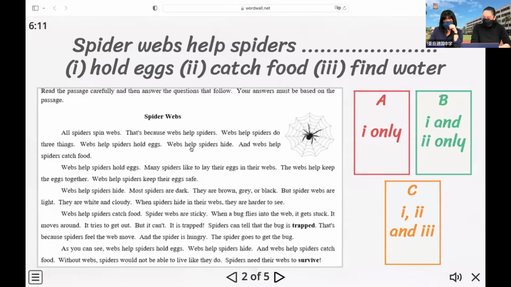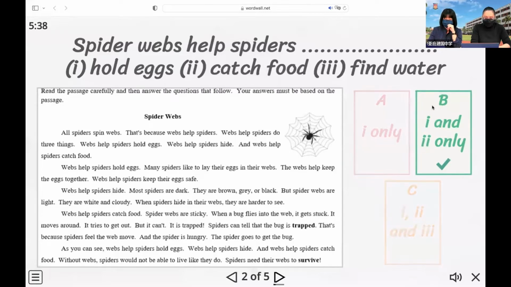Okay, B. Some of you say B. Okay, let's see. Hold eggs, agree? Yes, you agree. Catch food, yes. Here it says that it helps spiders catch food. But C, can we say it helps spiders to find water? No, because inside it didn't state that spider webs help spiders to find water. So the best answer would be B. Very good. I am so happy.